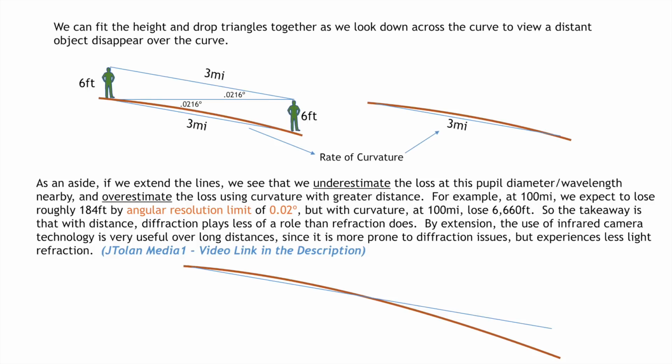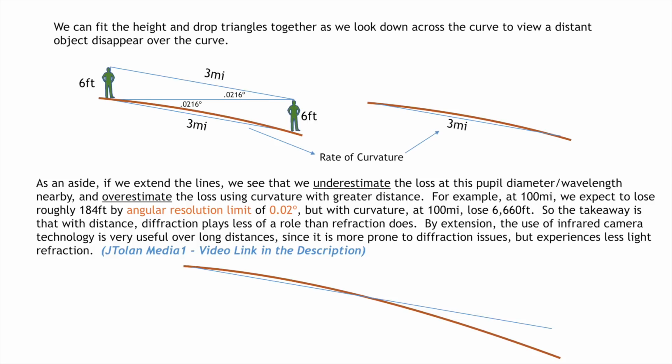So the takeaway is that with distance, diffraction plays less of a role than refraction does. That's the takeaway here, because we do see the bottoms of things lost at a greater rate than simply 184 feet at 100 miles. By extension, the use of infrared camera technology is very useful over long distances since it is more prone to diffraction issues but experiences less refraction at the same time.